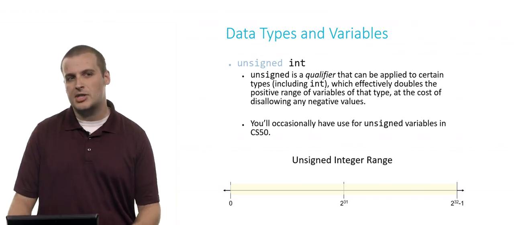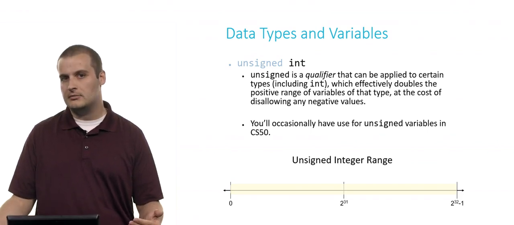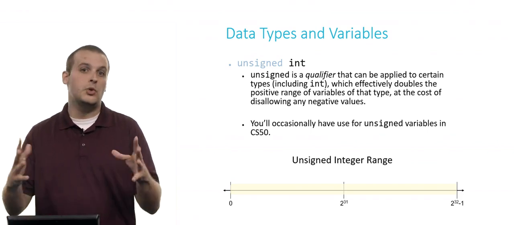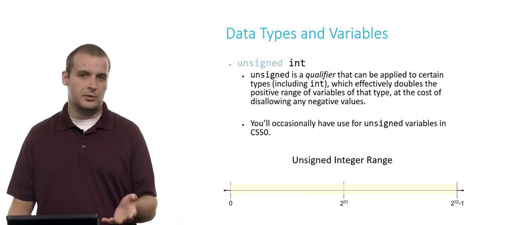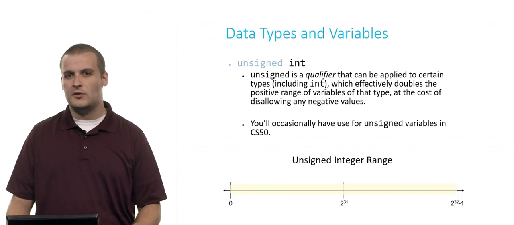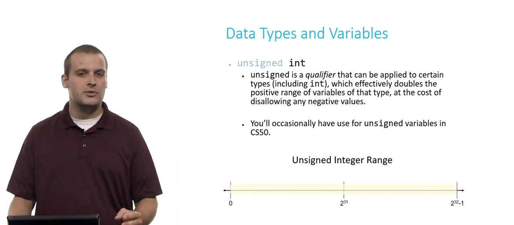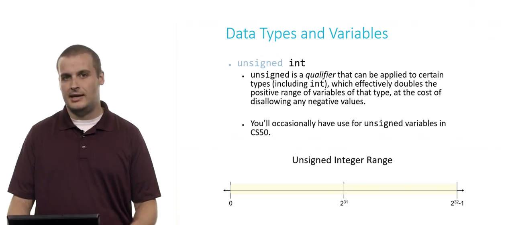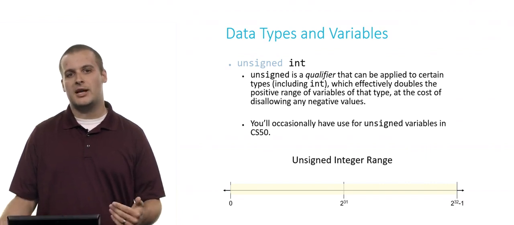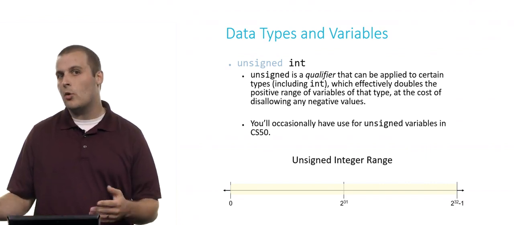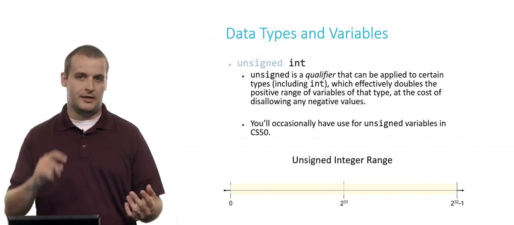So if you have numbers that you know will get higher than 2 billion, but less than 4 billion, for example, which is 2 to the 32nd power, you might want to use an unsigned int if you know your value will never be negative. You'll occasionally have use for unsigned variables in CS50, which is why I mention it here. But again, the range of values that you can represent with an unsigned integer, as opposed to a regular integer, are 0 to 2 to the 32nd power minus 1, or approximately 0 to 4 billion. So you've effectively doubled the positive range that you can fit, but you've given up all of the negative values.